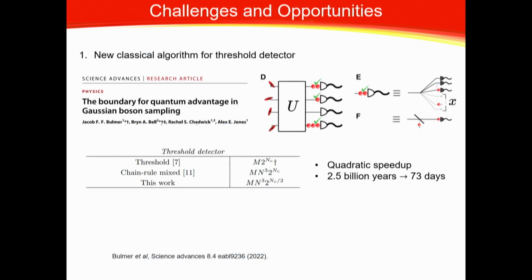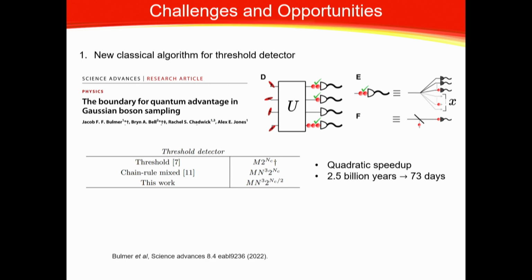But after these first two generation experiments, there have been many developments in classical simulation algorithms. And all those developments pose new challenges and opportunities to our following works. So let me just take you through these challenges. First, there are new classical algorithms that are specially designed for the threshold detectors in our experiment. This means our first two generation experiments cannot resolve photon number information. And you can actually take advantage of this feature to design a better classical algorithm that can reduce the classical overhead from 2 billion years to just 70 days.